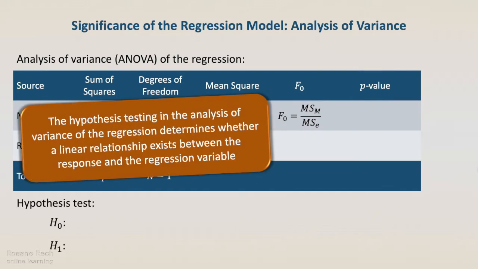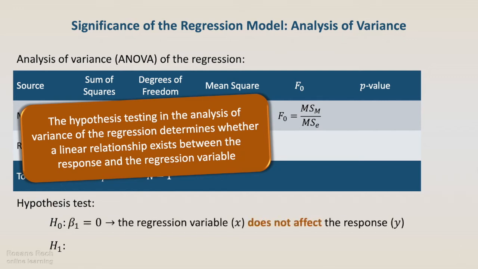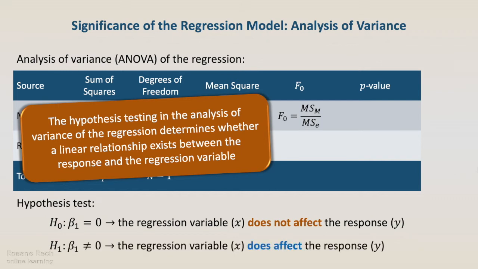The hypothesis testing, the analysis of variance of the regression, determines whether a linear relationship exists between the response and the regression variable. The appropriate hypotheses are H0, the null hypothesis, beta 1 is 0, meaning that the regression variable does not affect the response, and H1, the alternative hypothesis, beta 1 is different from 0, meaning that there is a relationship between the regression variable and the response.